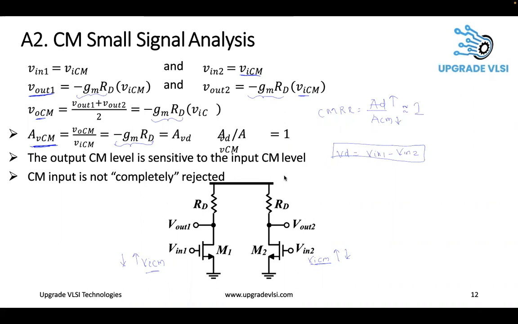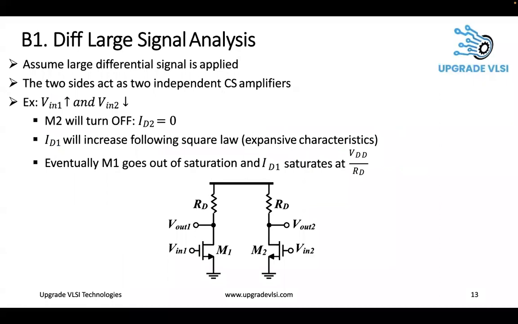So this is the common mode small signal analysis of this pseudo differential pair. We have already seen the large signal. When V in 1 increases, this NMOS will turn on, so this will pull the V out 1 to ground. Similarly, in case of common mode, this will increase in the same direction. So this will increase in common mode. Even this will increase.